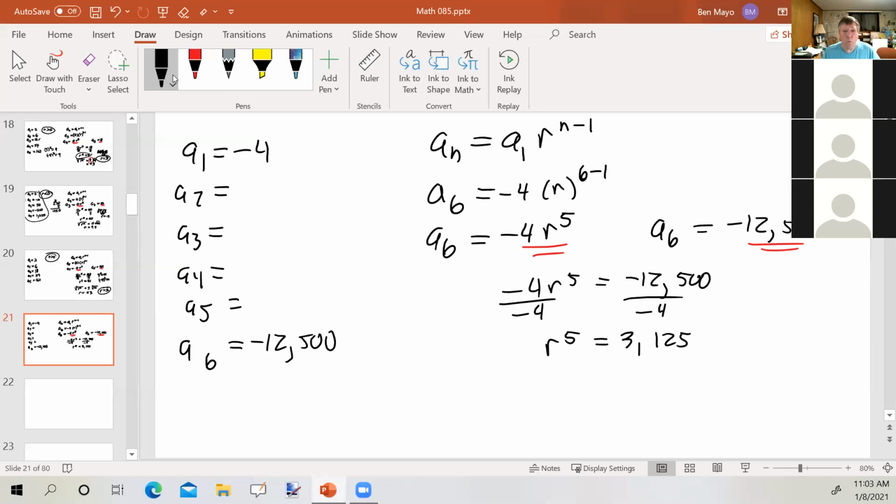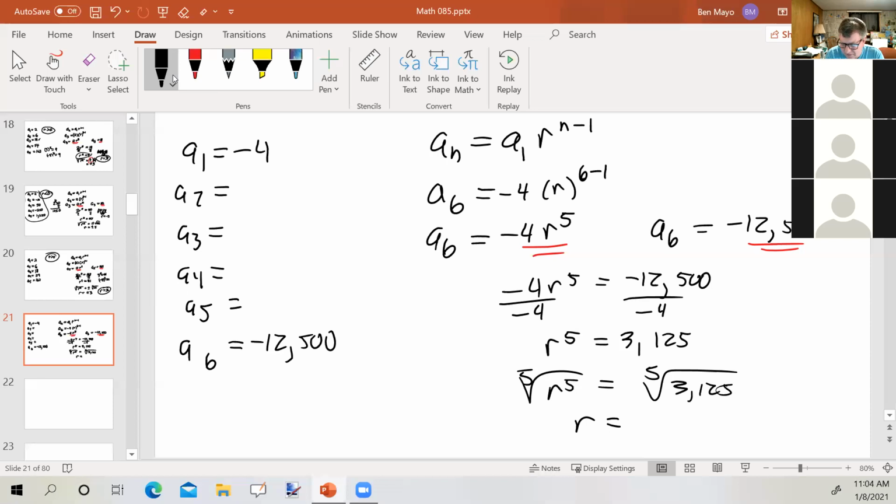When you take a square root or a 4th root or a 6th root, in other words, an even root of both sides of an equation, you have the possibility of a positive and a negative solution, that plus or minus. But when you're taking an odd root, you're only going to get one solution. You can take an odd root of a positive number, you get a positive answer. You can take an odd root of a negative number, and you get a negative answer. So in this case, the 5th root of r to the 5th, r is going to equal the 5th root of 3,125.